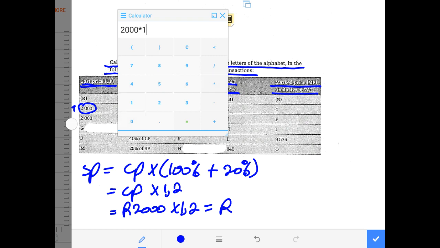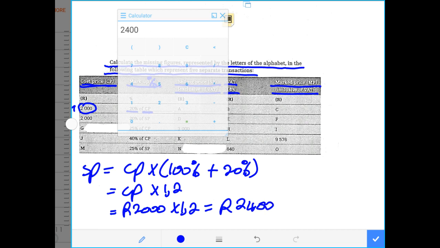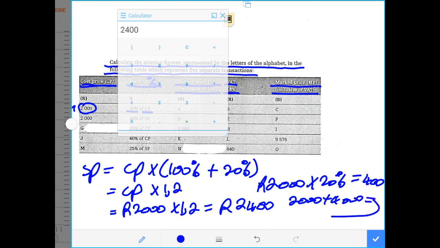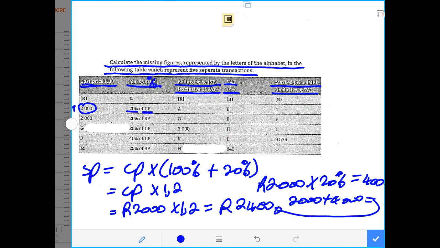2,000 times 1.2 will give us 2,400 rands. However, if you wanted, you could have said 2,000 times 20%. This could have given you 400. Then after you say 2,000 plus 400, this could have given you 2,400. So our selling price will be 2,400 rands.